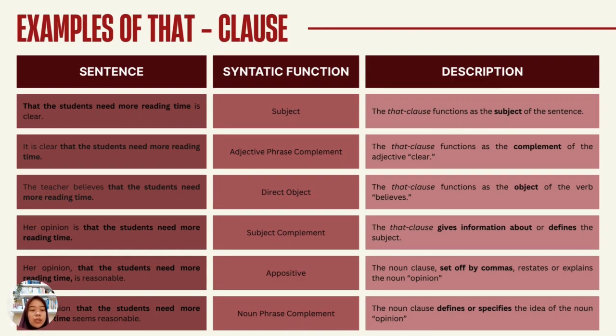And then the next example: her opinion, that the students need more reading time, is reasonable. The syntactic function of that clause is as appositive. In this sentence, notice the commas. The clause that the students need more reading time is an appositive. It's placed right next to the noun opinion to give extra information about it. It's like a restatement. You could remove the part between the commas and the sentence would still make sense: her opinion is reasonable.